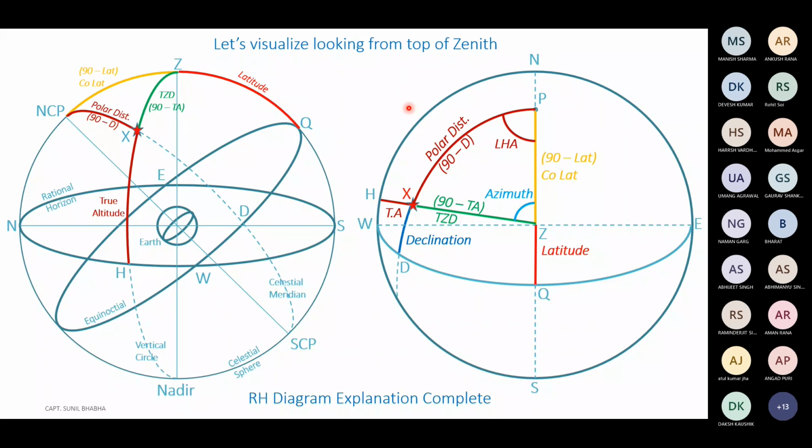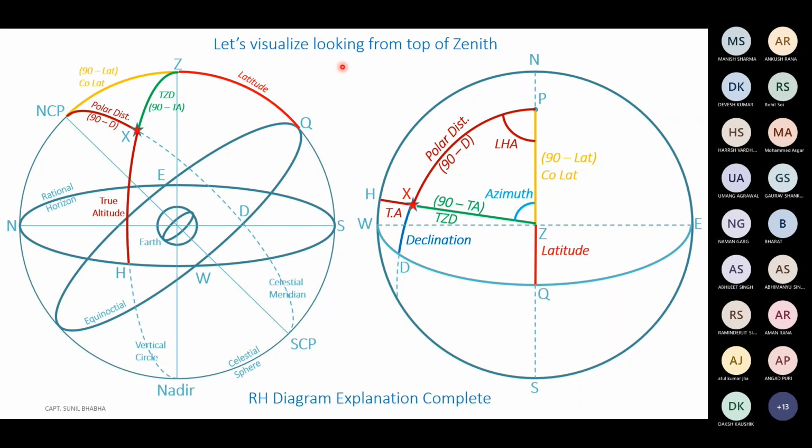By using the given parts, we apply the cosine formula or the Napier rules, and we find out the missing parts. As you find the missing parts, the question gets solved. So this is the basic concept which we use in solving celestial navigation questions.